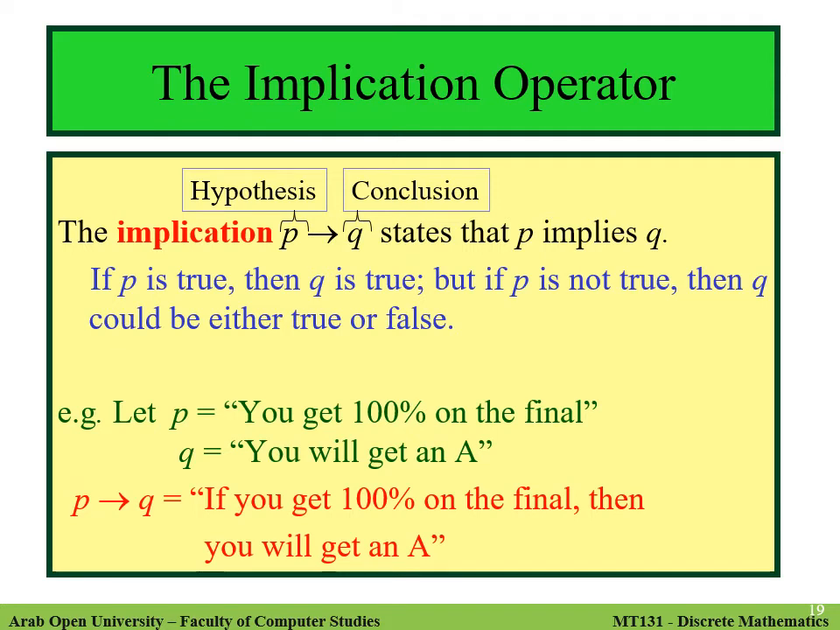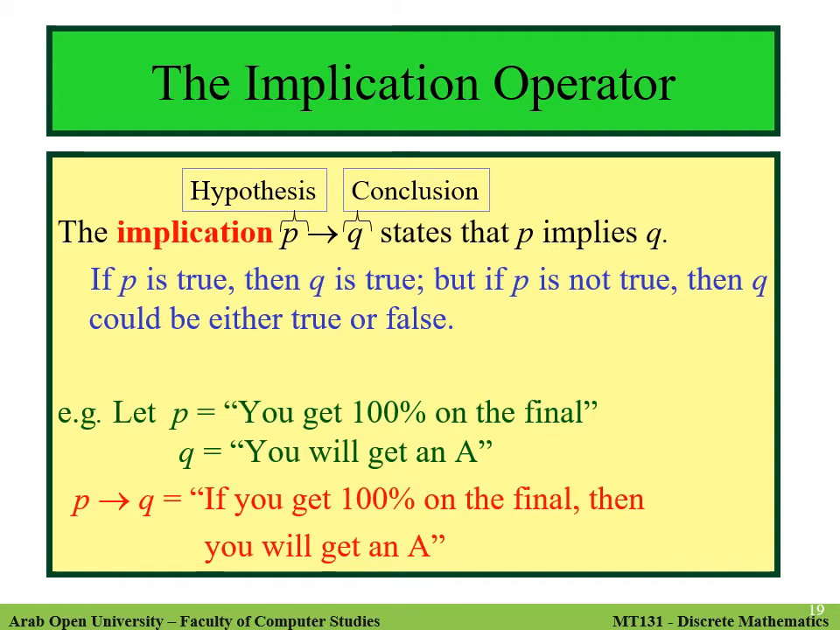If P is the statement you get 100% on the final, and Q is the statement you will get an A, then using implication to combine the two statements, P implies Q, says if you get 100% on the final, then you will get an A. The first statement, you get 100% on the final, the hypothesis, comes after if. The conclusion comes after then: you will get an A. Now what we said is that if P is true, then Q is true. If you get 100%, you will get an A.